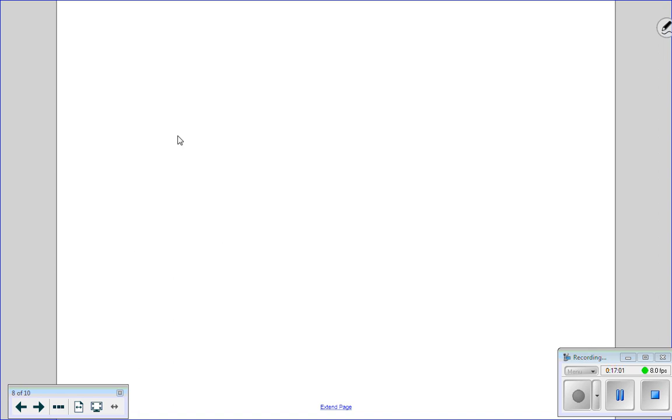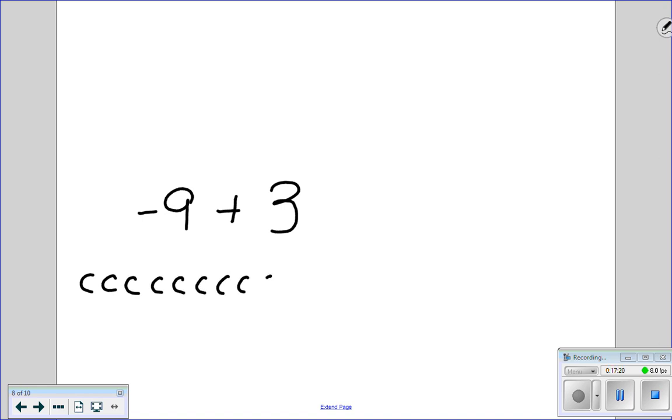I'm going to switch it up a little bit. Let's do -9 plus 3. Cats, -9. 9 of them. I only have 3 dogs. So when you think about it this way, it's going to look like this. Cat, cat, cat, cat, cat, cat, cat, cat, cat. Is that 9? 1, 2, 3, 4, 5, 6, 7, 8, 9.